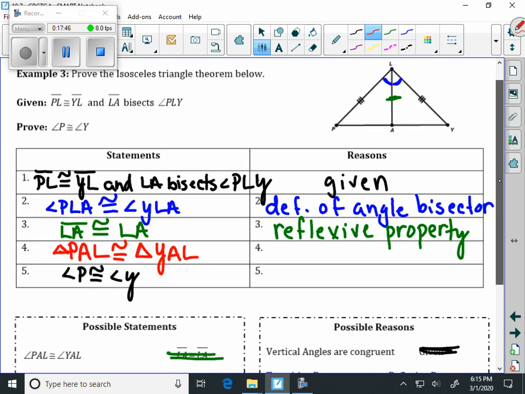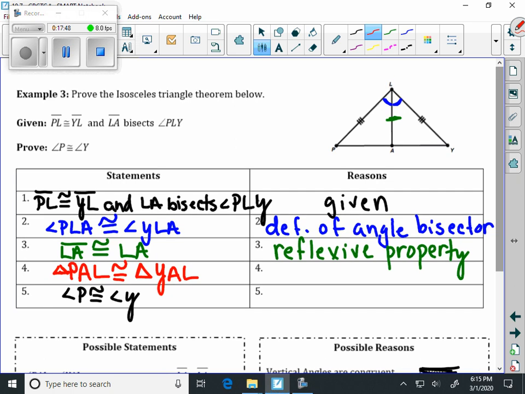And the reason is we've got a side with 3 tick marks, we've got the blue angle, and then we've got the side with the 1 tick mark. So it looks like it's going to be side, angle, side. And once we prove that the triangles are congruent, then what we can say is that the parts of the triangle are also congruent, which is our CPCTC.